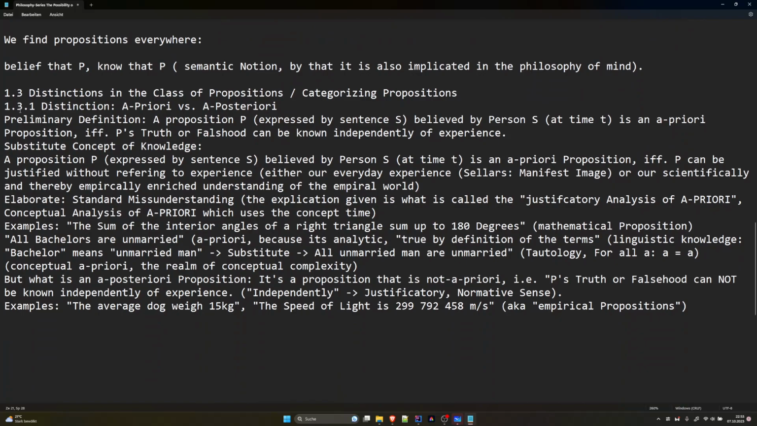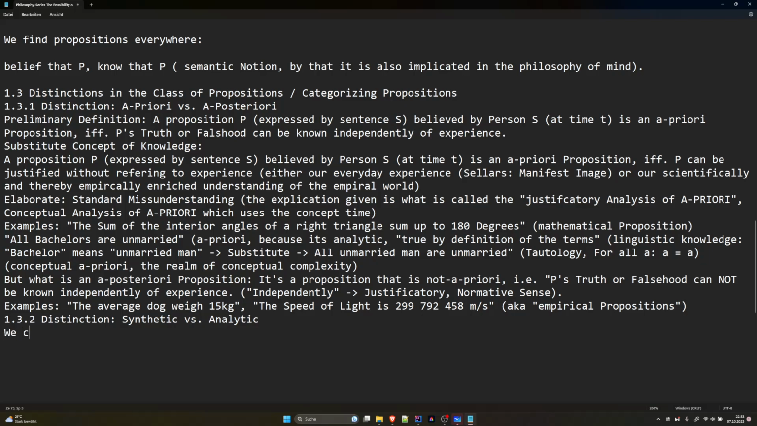We talked about the first distinction in the class of propositions. This was the distinction between a priori versus a posteriori propositions. Now we will talk about the second distinction. And this distinction is concerned with synthetic versus analytic propositions. Okay. And this is also a very simple concept.